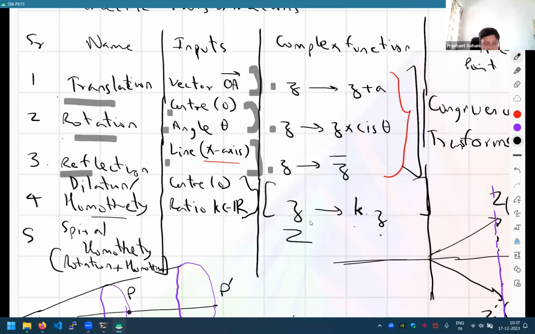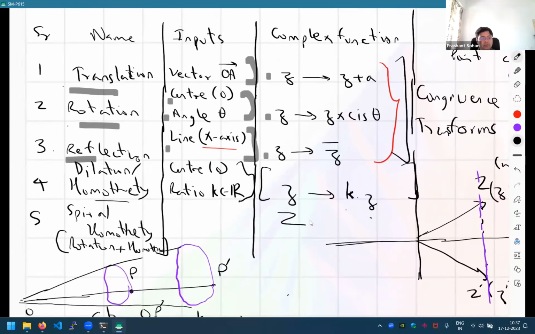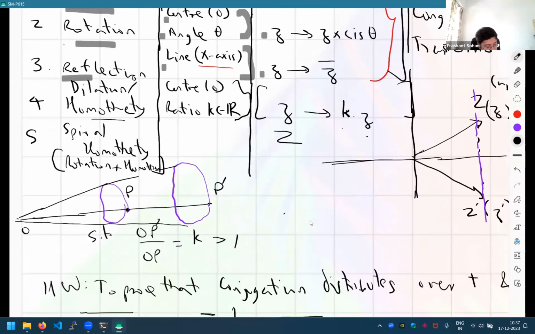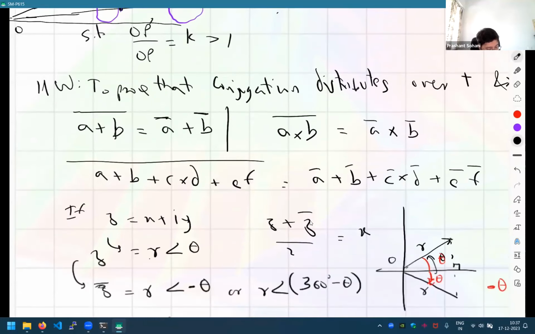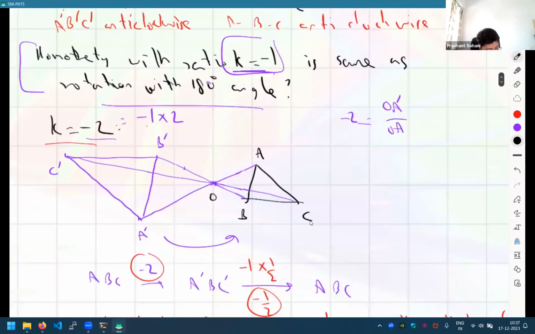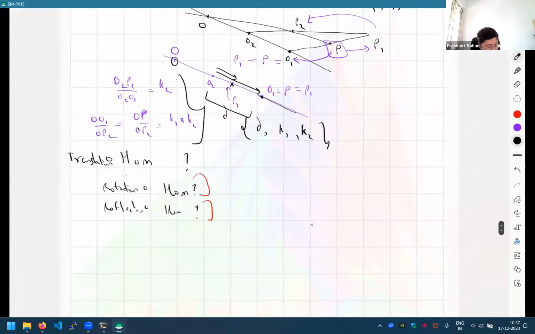spiral homothety. But let me state the problem which I mentioned at the beginning. I would like to solve one particular question. The reason I am doing all of this theory is to solve that one particular question. So let me go to that question. This is a very interesting question that we can try to solve with all this knowledge.